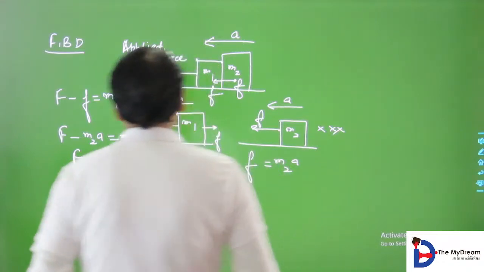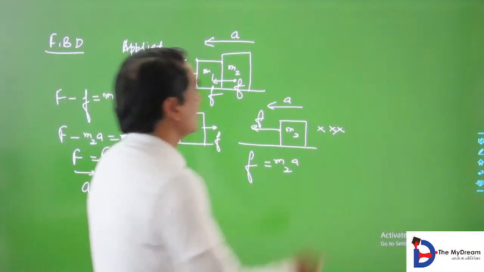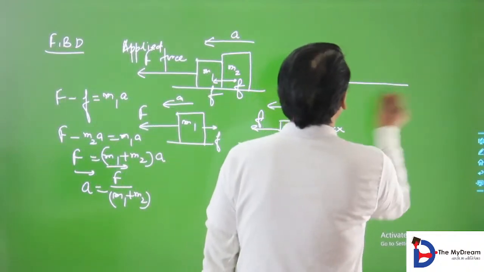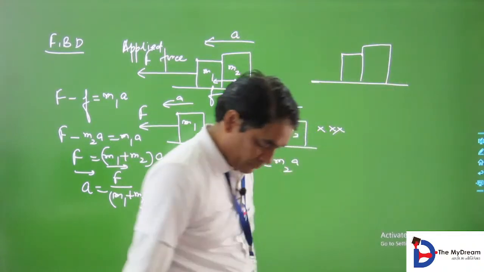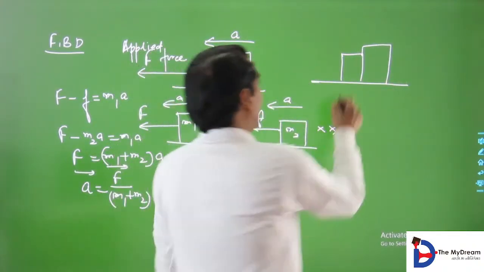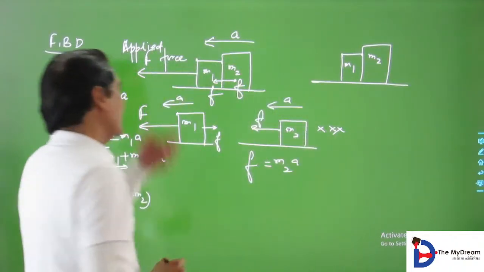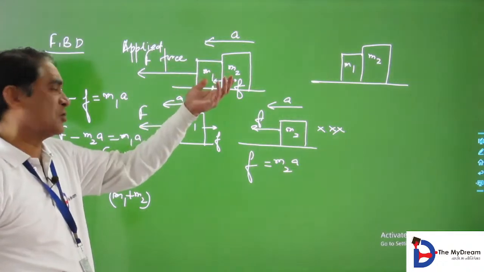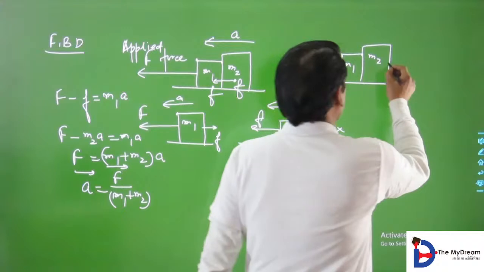Now, if these two blocks are given here, having the masses M1 and M2, in this case you are applying the force towards the left. Now we are considering the force towards the right.